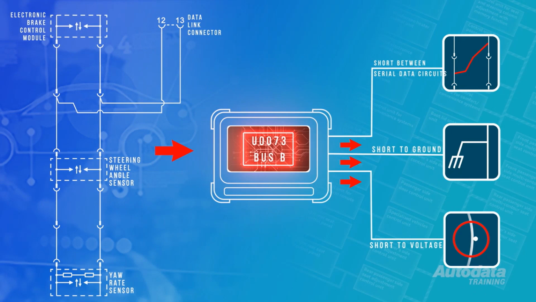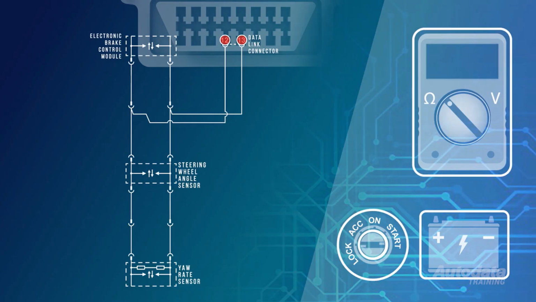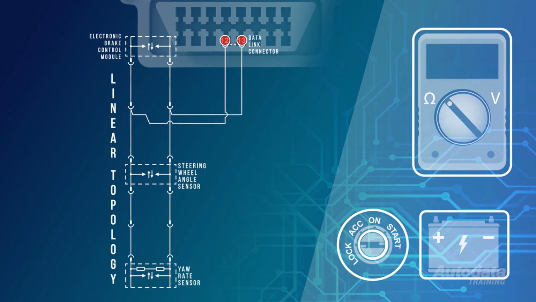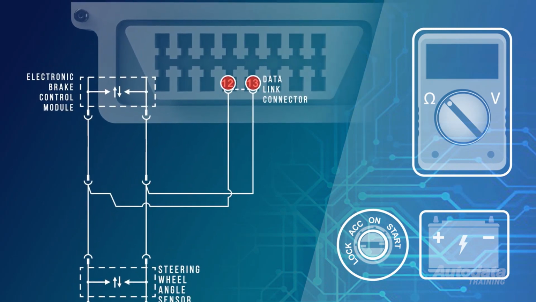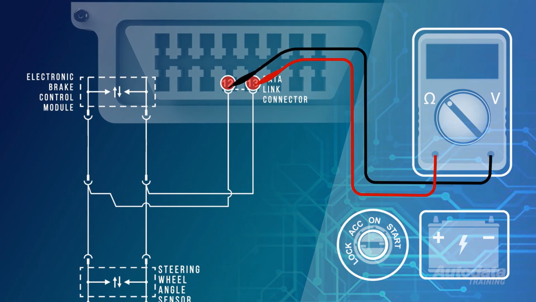Communication bus B offline means somewhere within the high-speed network the serial data wires have shorted together to ground or voltage. For that reason alone, we wouldn't need to test the modules for voltage or ground at this stage. Referring to our schematic, we can see this bus network uses a linear topology. We can test the ESP CAN network circuit resistance by connecting between terminals 12 and 13 of the DLC.